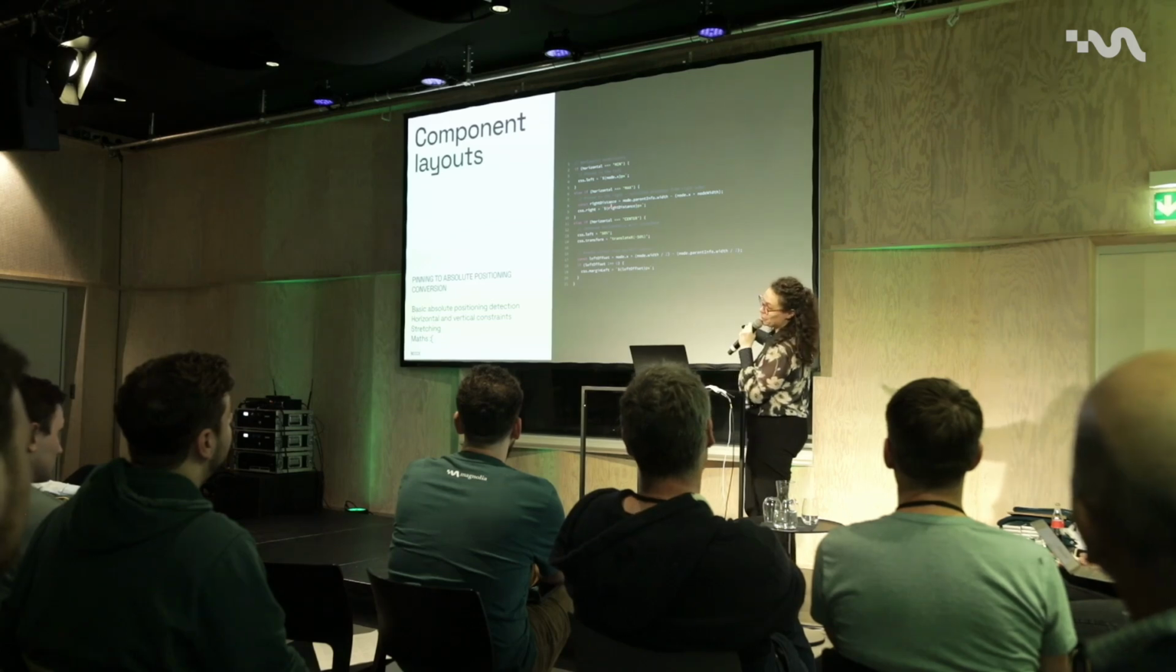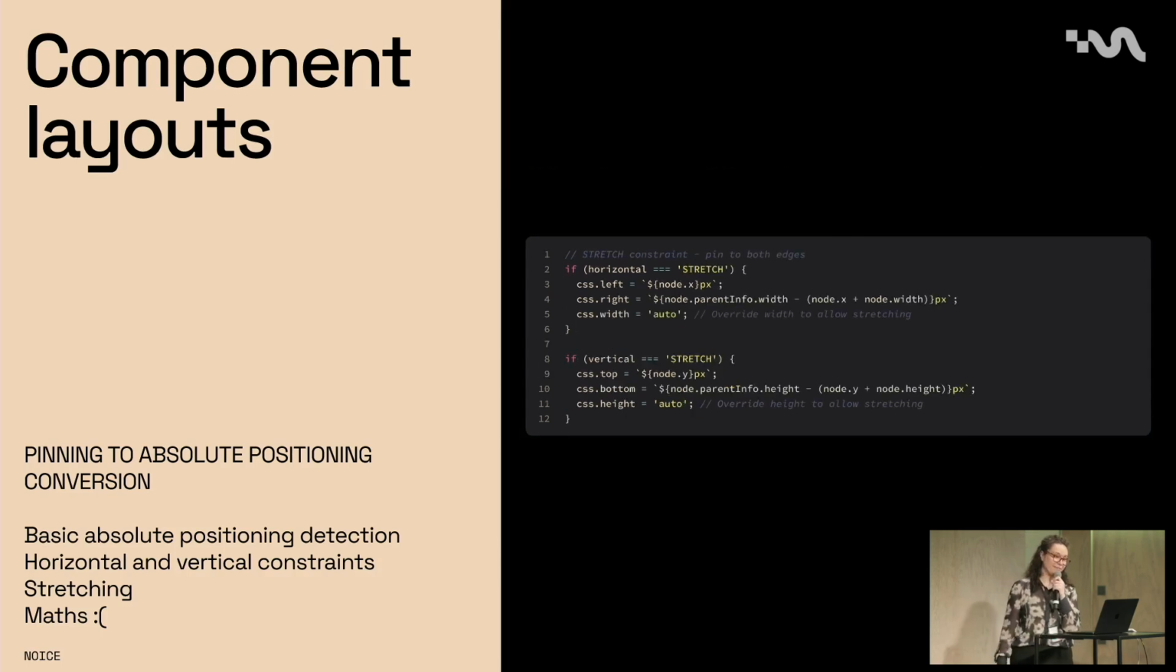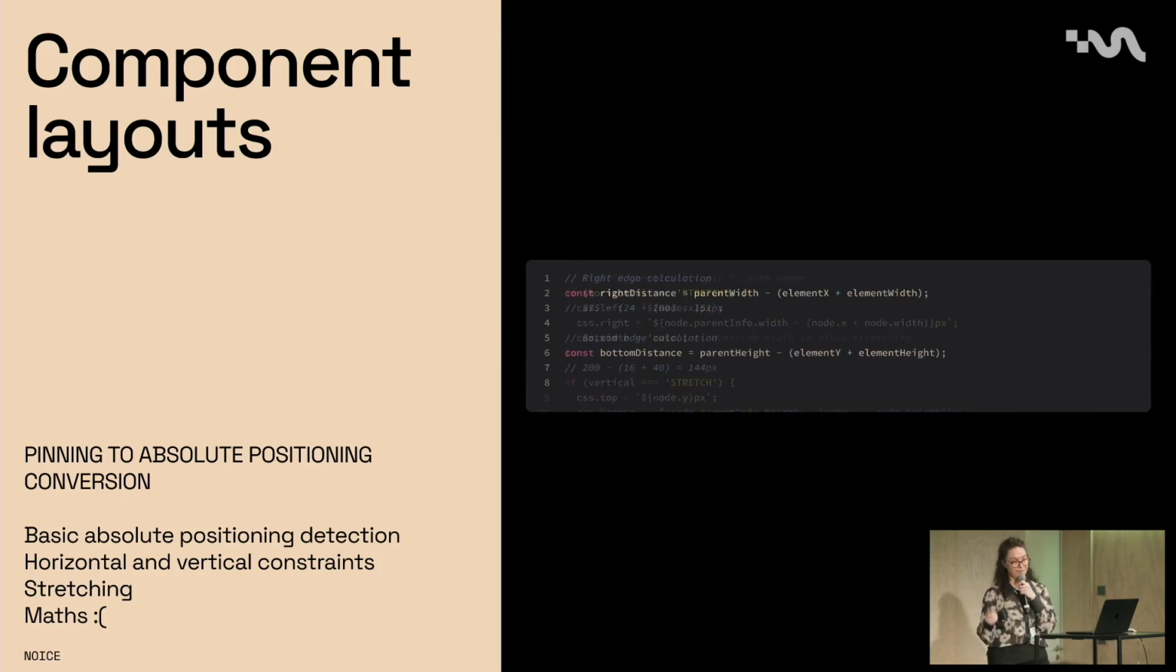We use transforms to get that centered, and we add some offset if it's not completely perfectly centered. But max requires calculating the distance between the right edge of the child element and the right edge of the parent element. Stretch constraints pin both edges and override the width or height to auto. This allows for responsive behavior where absolutely positioned elements grow and shrink with their parent containers.